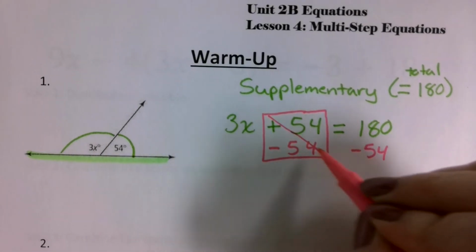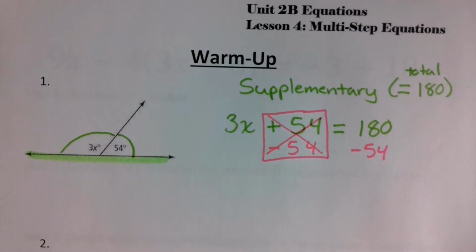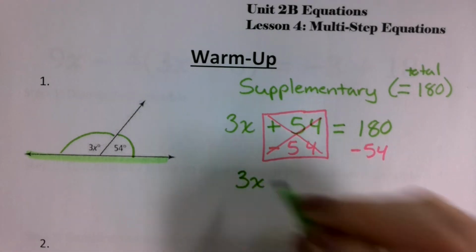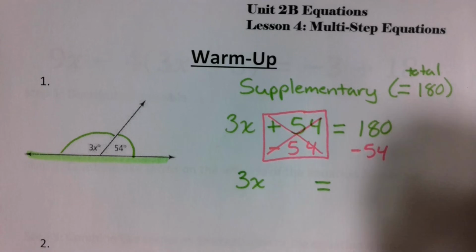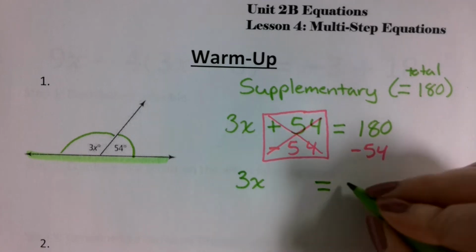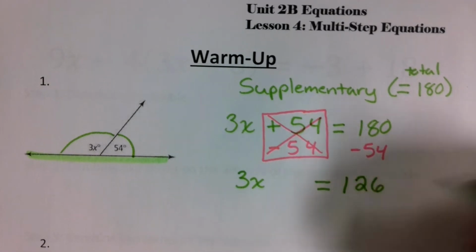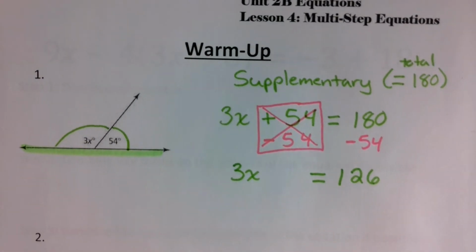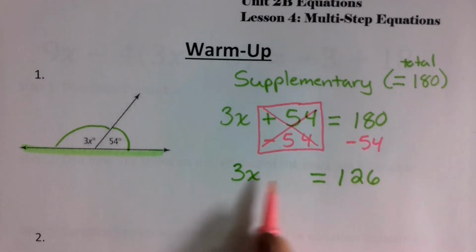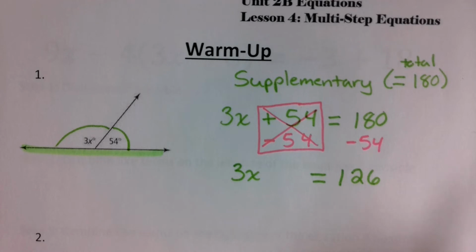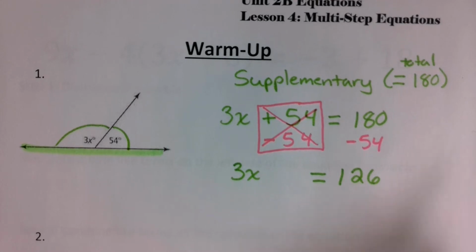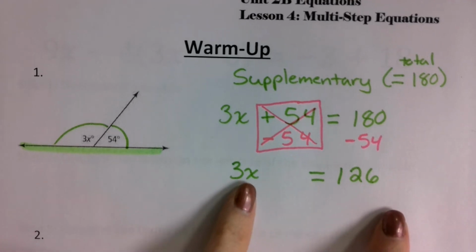So instead of adding 54, we're going to subtract 54 from both sides. Those 54s can then be canceled out, and we are now left with 3x on the left side, and then 180 minus 54 is 126 on the right side. From here, what do we then do, Marianne? What are we going to do to solve 3x equals 126? What do I have to do to get x by itself?